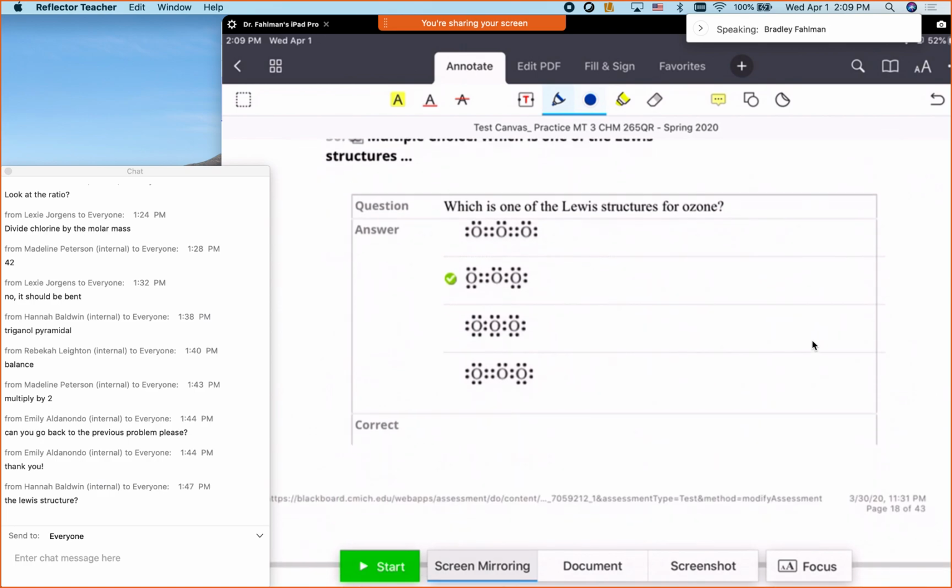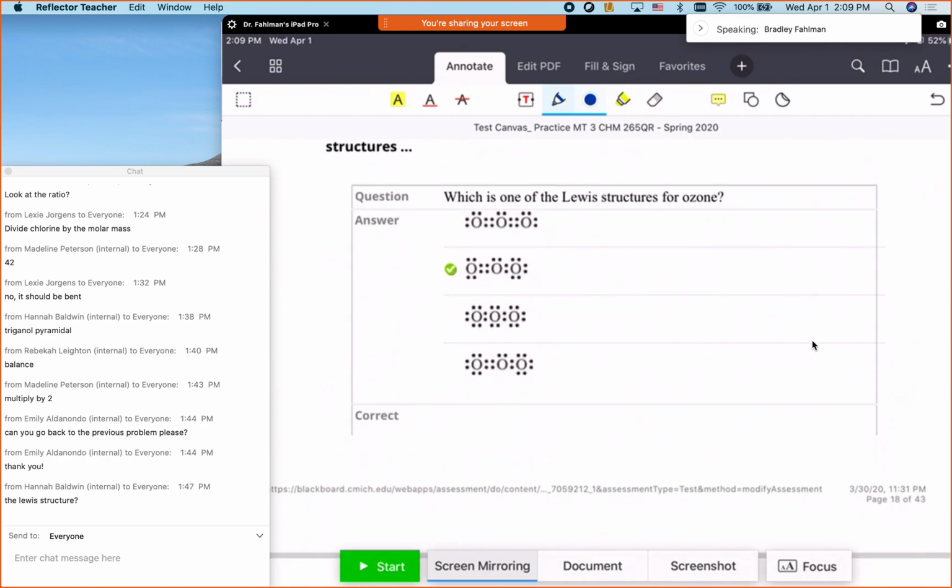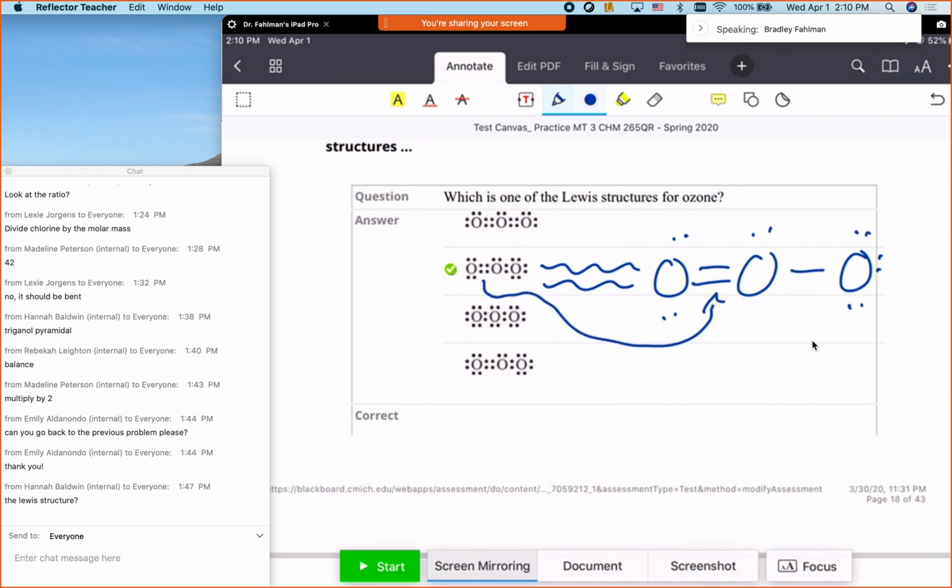Okay. Which one is the Lewis structure for ozone? Okay, and this is a different way to indicate it. So this is the same thing as this. It's just showing explicitly all the dots. So if I draw those out, does everybody see these? In that case, 4 dots mean 2 bonds there, okay?